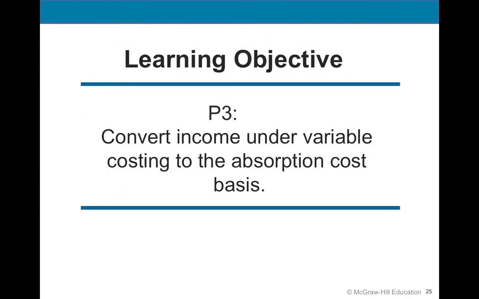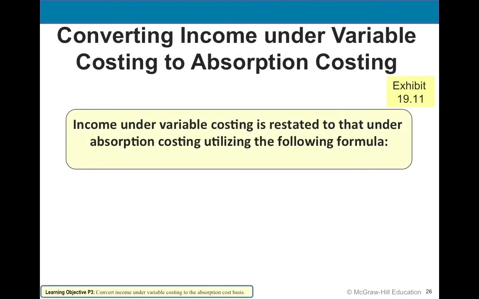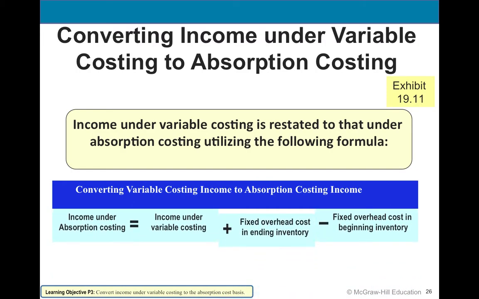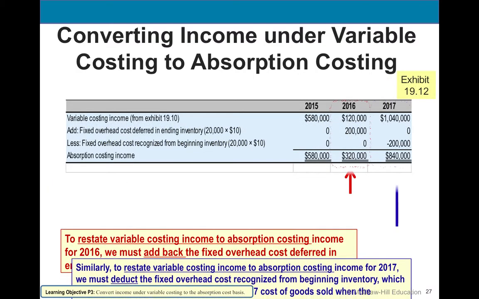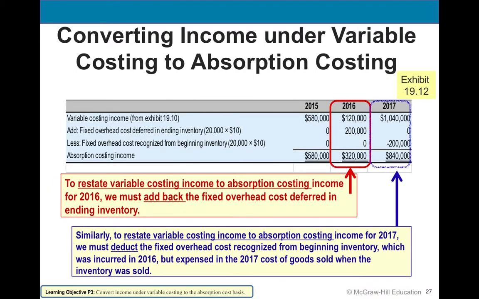Okay, compare and go into variable cost and absorption cost basis. Again here, you want to use the formula comparing variable cost income to absorption cost income. So we see here, we must first deduct the fixed overhead to restate it. Recognize the beginning inventory, which occurred in 2016, but is expensed in 2017 in cost of goods sold when the inventory is sold.